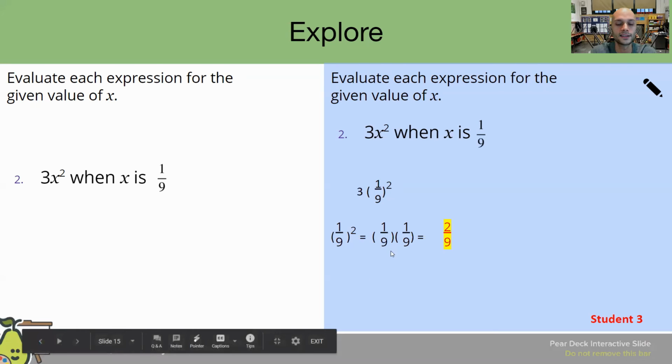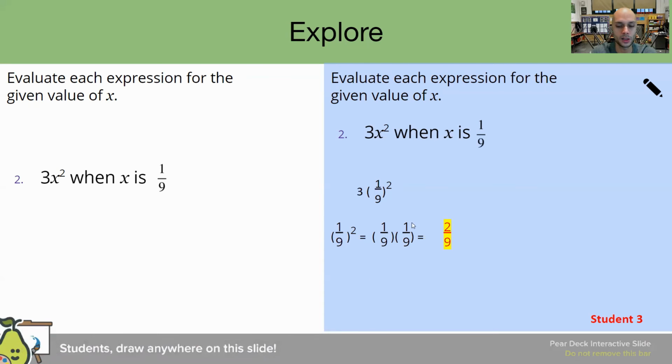From looking at this a little bit more closely, it seems as if they did 1 times 1 and they got 2, and 9 times 9, they got 9. Something with my mathematics here is not adding up. I want you guys to pause the video and try to find out exactly what did they do wrong.